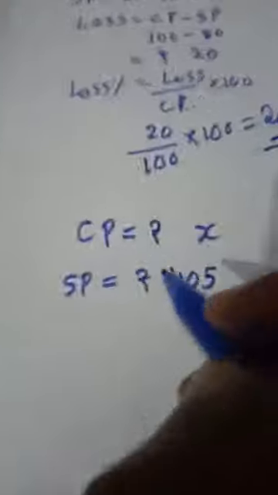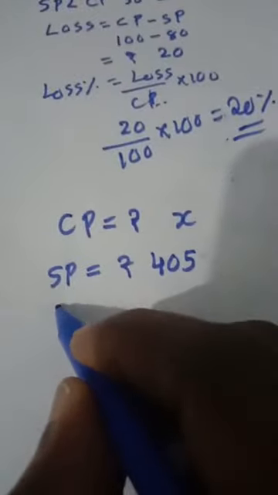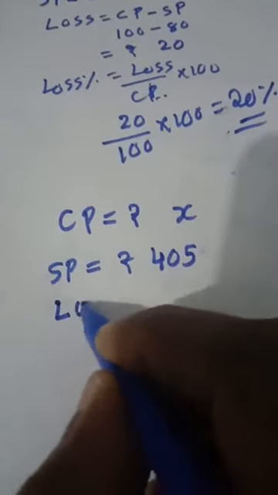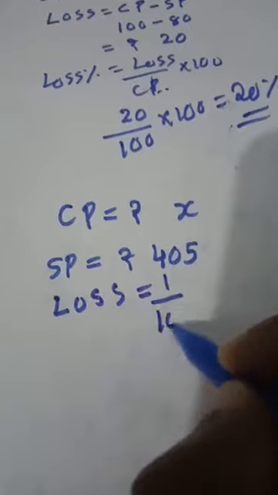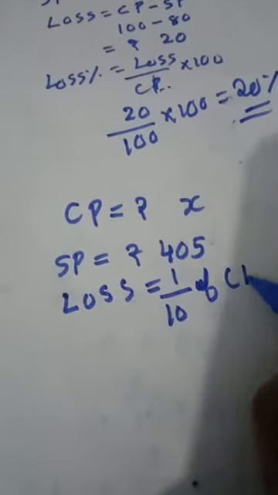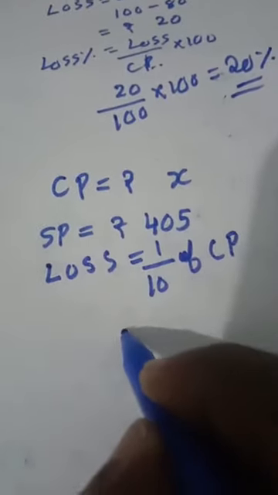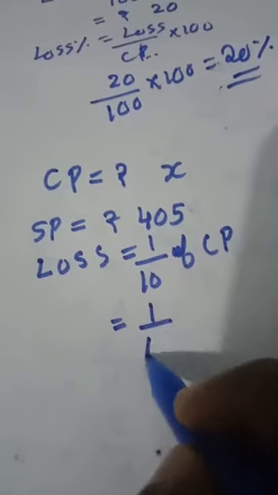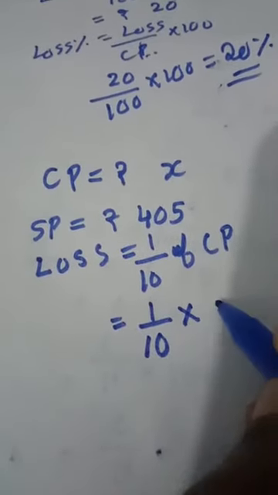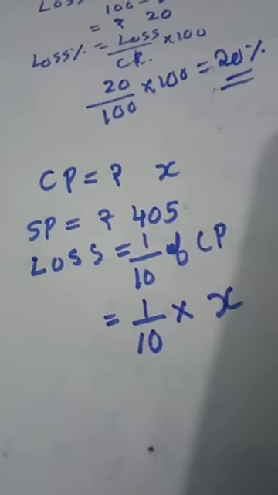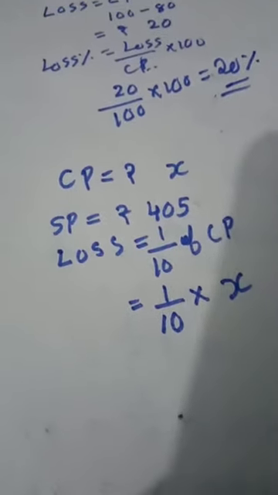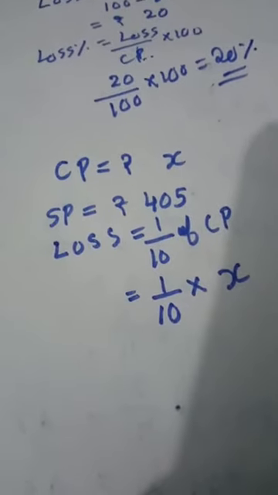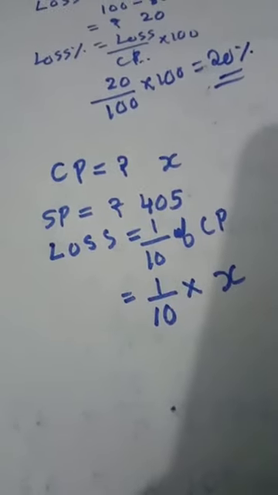SP is equal to rupees 405. The item sold for rupees 405. Then one more thing is given, loss. Loss is equal to 1 by 10 of CP, which is 1 by 10 into X. We want to find cost price. CP is equal to X, loss is equal to 1 by 10x.